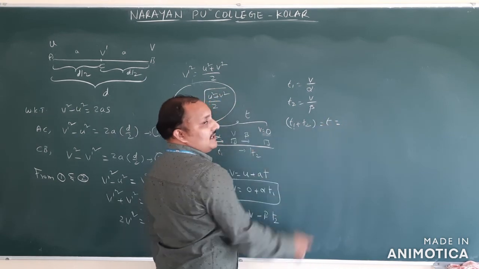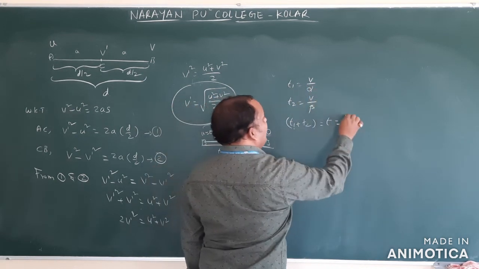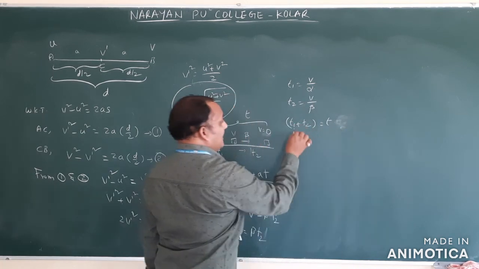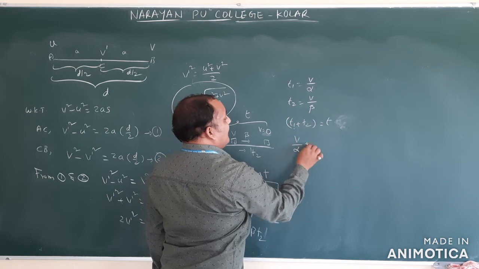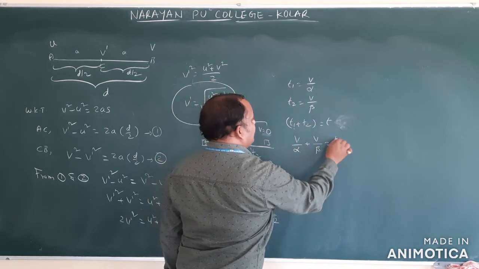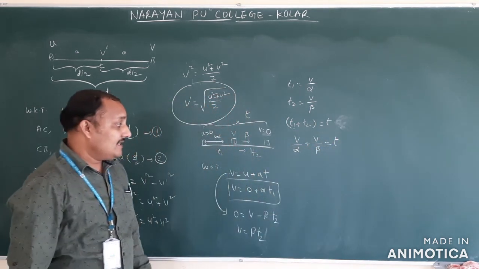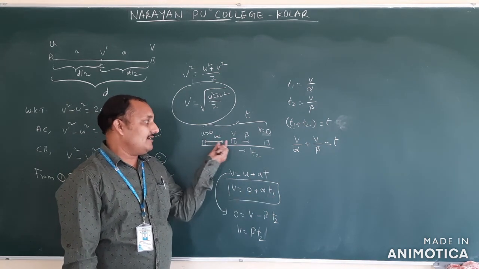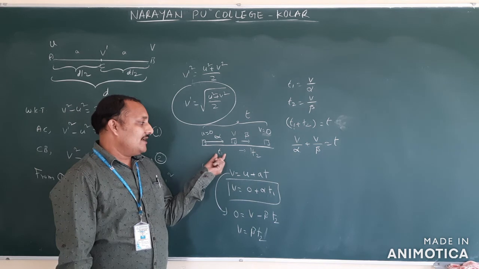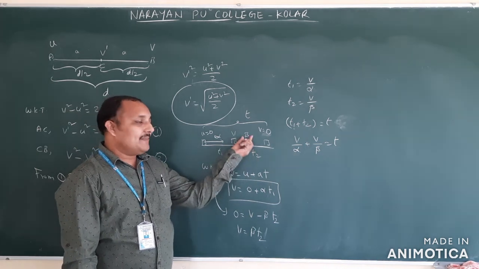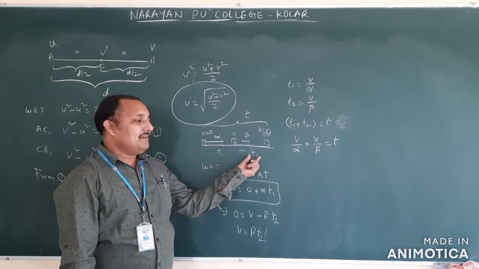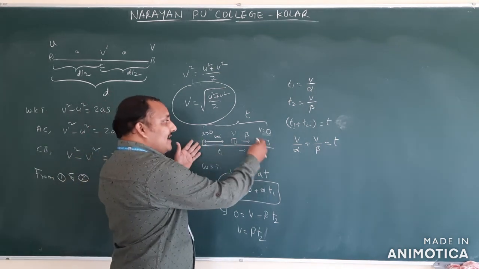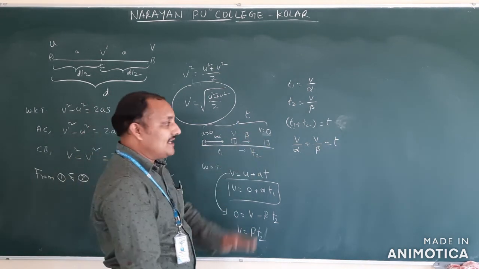T1 plus T2 is nothing but t. What is T1 here? V by alpha. Otherwise, v by alpha plus v by beta, that is nothing but t, because we don't know T1, T2. We have taken from one place to here with alpha acceleration, taking time T1. With the next beta retardation, we are taking time T2. Therefore, we don't know T1, T2. But they gave total time is t. Therefore, our answer should be in terms of t.